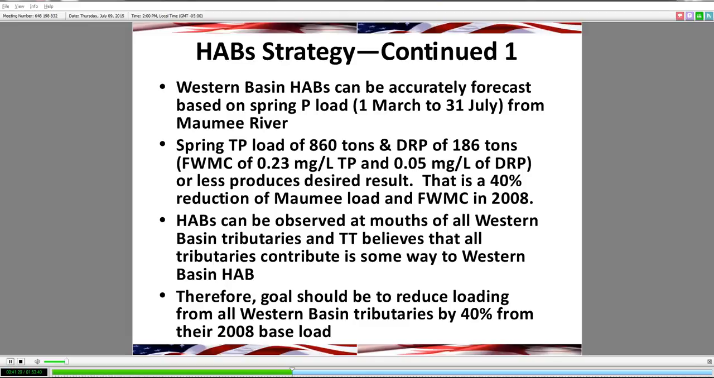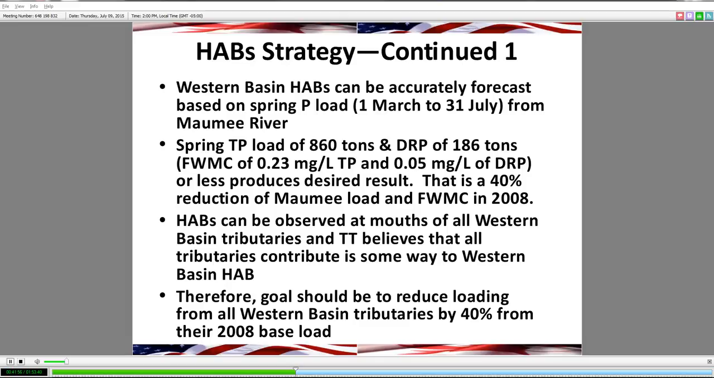We observed that we could also see harmful algal blooms at the mouths of a number of tributaries, the nearshore local blooms, and those we identified as priority tributaries in nearshore. And our goal overall was to reduce the loading from all Western Basin tributaries by 40% based on the 2008 load. And again, using the flow-weighted mean concentration as a way to track our progress. Are we achieving the results? Are the best management practices that we're implementing, are they working?